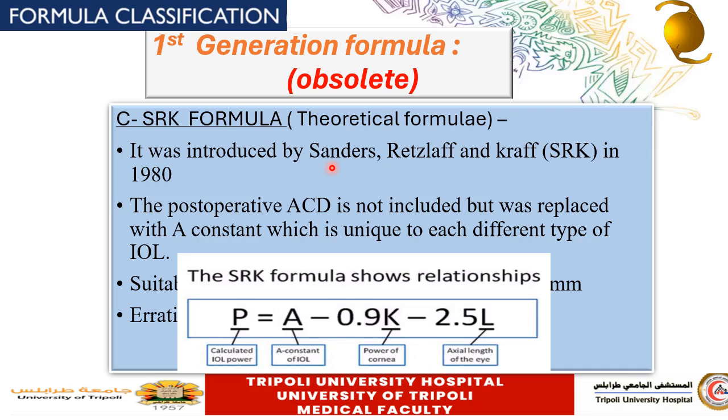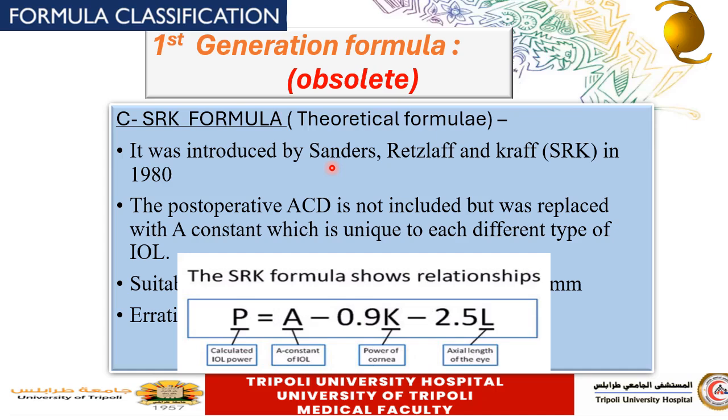Because you will see that in the second generation, with the improvement of the SRK to the SRK II, this A constant becomes changeable and is modified based on the assumption that for short eyes the postoperative AC depth is small, and in long eyes the postoperative AC depth is large, so they made some modification and adjustment to the A constant based on the axial length.